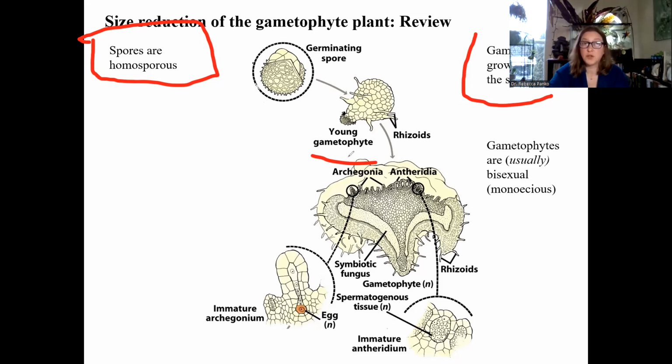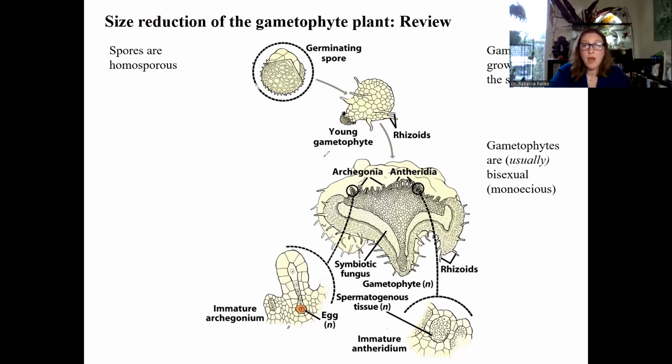And because there's only one type of spore, the gametophyte plants are usually bisexual, meaning they have both male and female sex organs on them, aka monoecious. Remember, monoecious means one house. One plant with both male and female sex organs on the same plant, in one house, is monoecious.